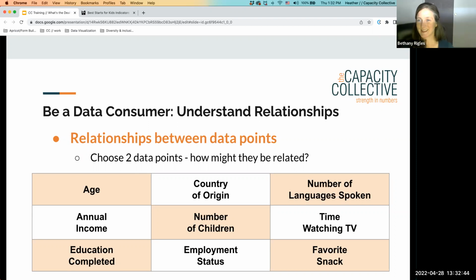Favorite snack and age, yes, definitely. Sounds like a parent. Yes.